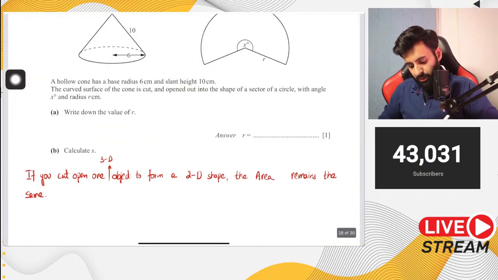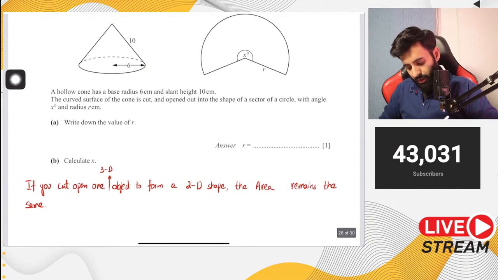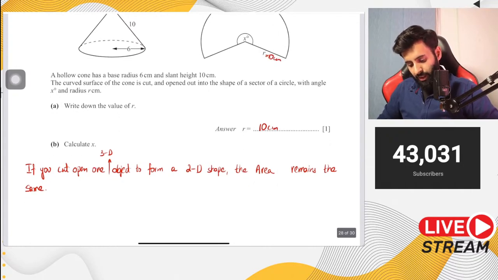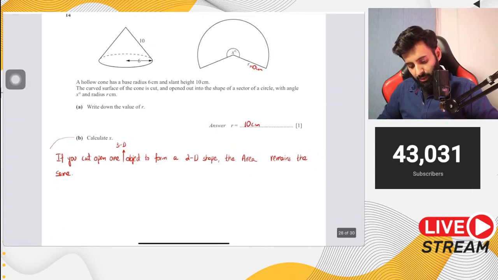So let's write that down. R is equal to 10 centimeters. Then we have to calculate X. Now, X will be calculated with the help of area. So area of sector equals the curved surface area of the cone.